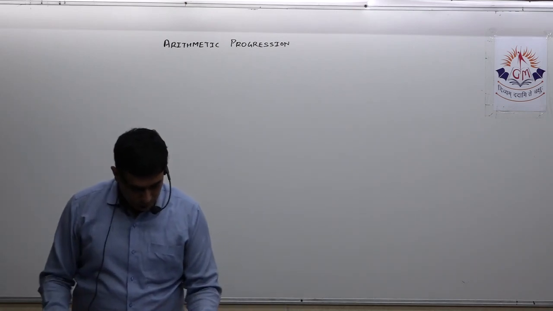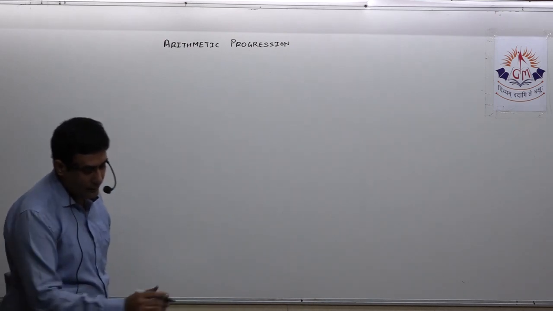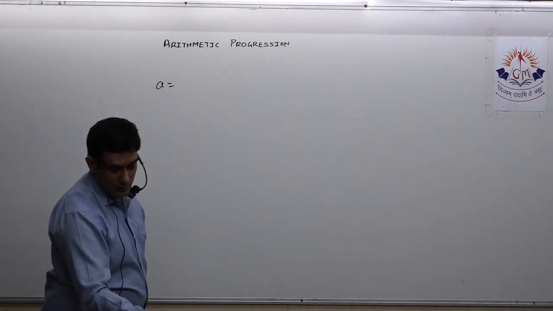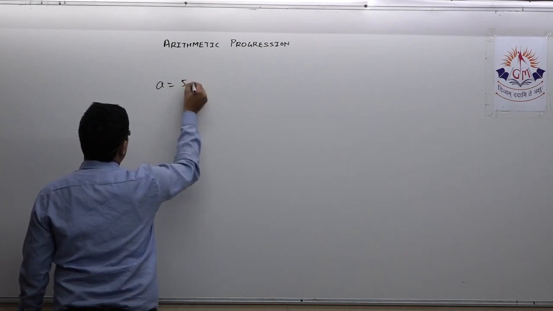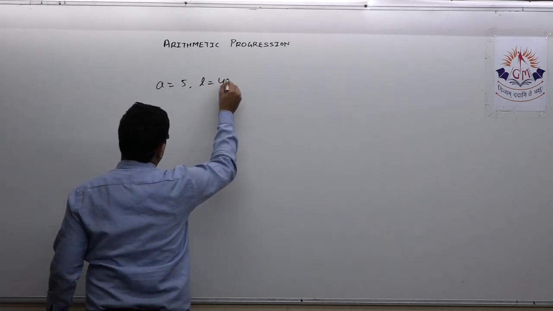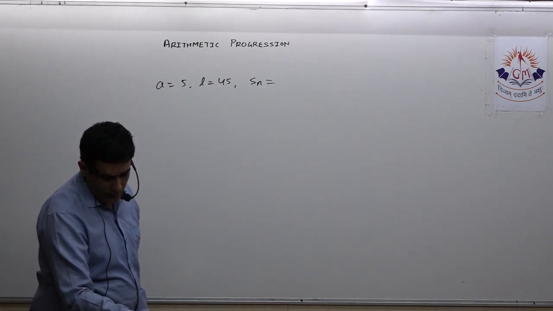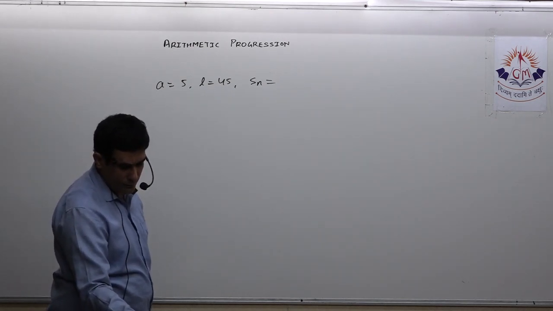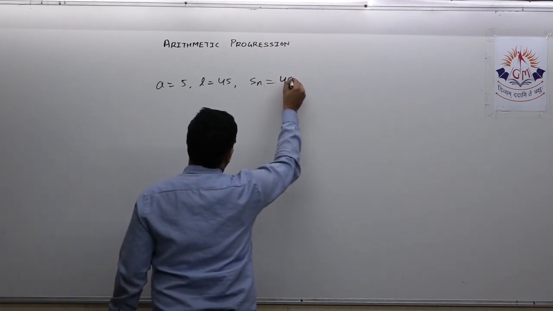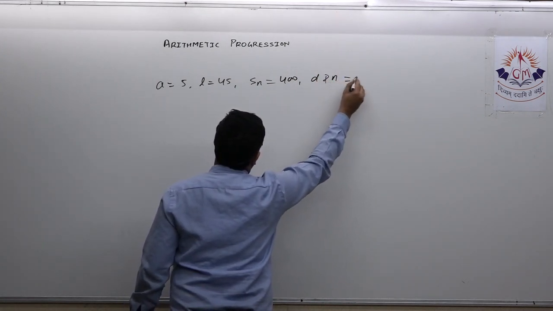Okay, next, first term and the last term and the sum. Three things are given simply. First term of AP is 5. Last term of AP is 45. And the sum of n terms is 400. What you have to find? d and n. That you have to obtain.